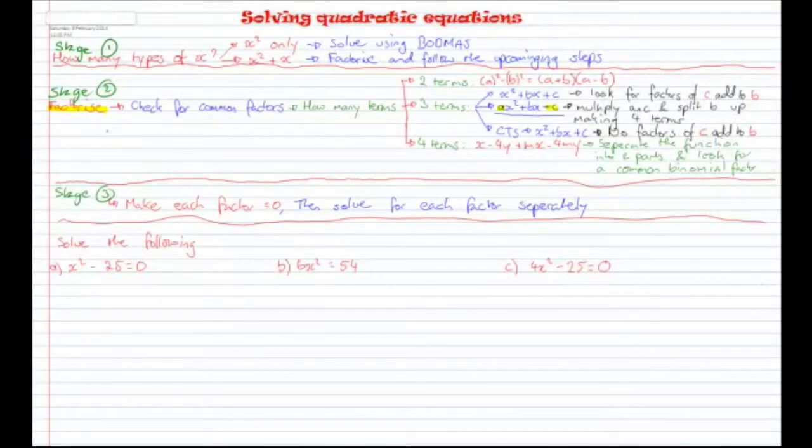So these types of worked examples are slightly different to the ones that you've just been watching, and this is why. When you go through stage 1, it says how many types of x are there. Is there an x squared only or an x squared and an x? Let's have a look at this. We actually only have the x squared, so that means we've only got the one type of x. Now you could still go through and factorise this using two terms, but what I recommend you do is you just use BODMAS to solve it.